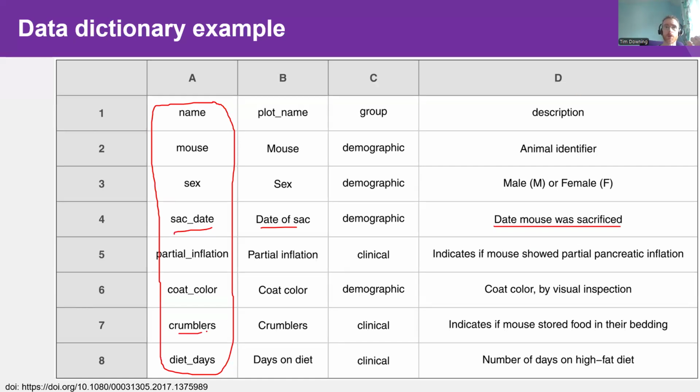In the same way, crumblers actually refers to whether the mouse stored food in their bedding. So these descriptions are important so we can better understand what they actually mean.